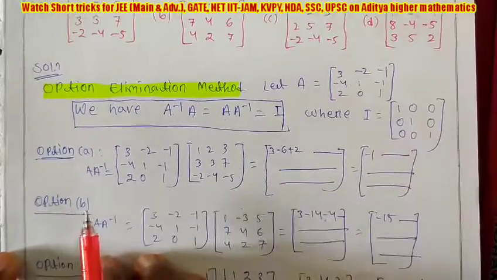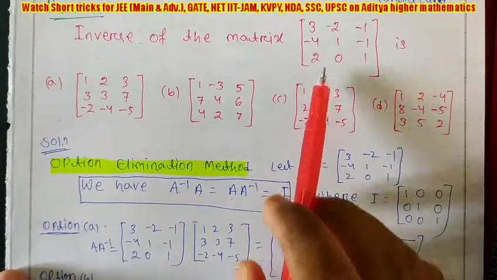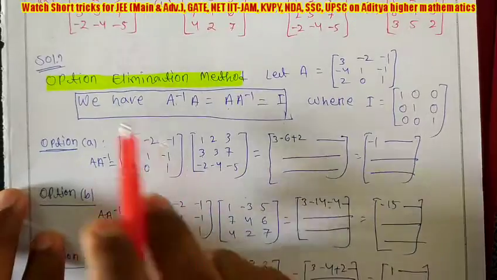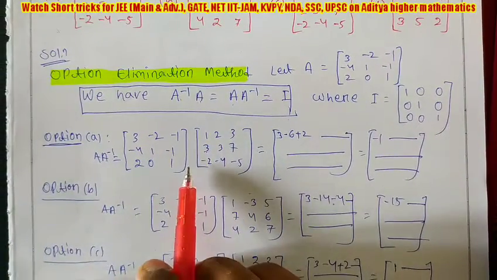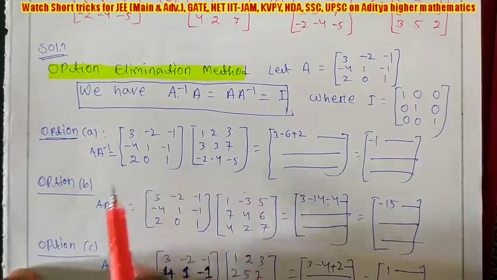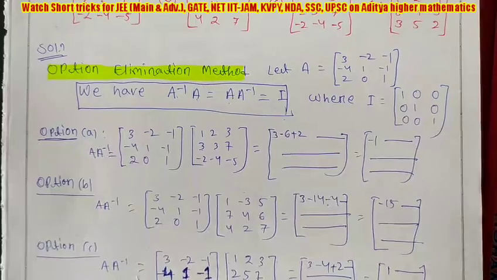First, option A. Write the given matrix A first, then write option A second. Now multiply both matrices, and check whether you get the identity matrix elements or not. If you get the identity matrix elements, then this option is correct, otherwise it is incorrect. This is the only approach.